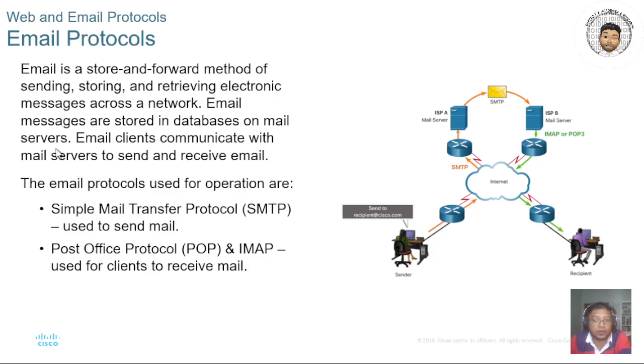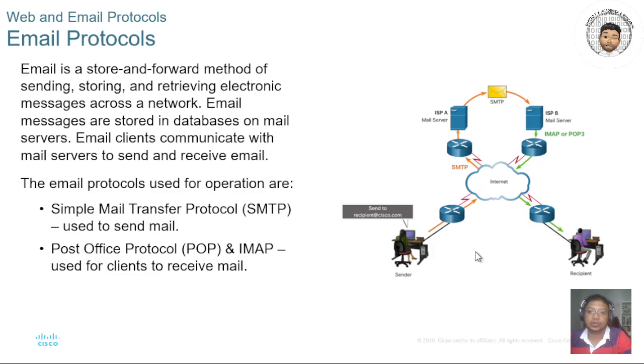Next, for email protocol. Okay, email protocol, they have three protocols, which are SMTP, POP, and IMAP. So SMTP is Simple Mail Transfer Protocol, and then you have Post Office Protocol, used for clients to receive mail. And then SMTP is for sending, POP and IMAP are for receiving. So they store the email, and then you can retrieve it directly from the server.